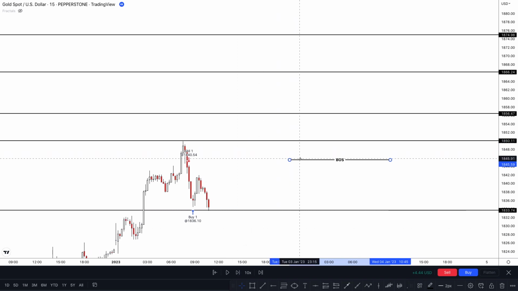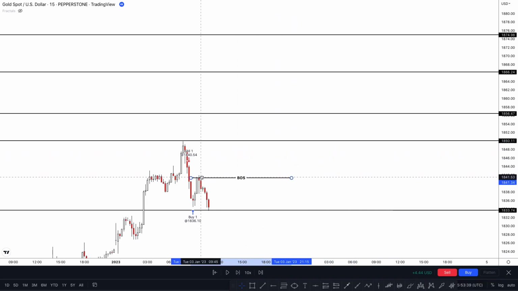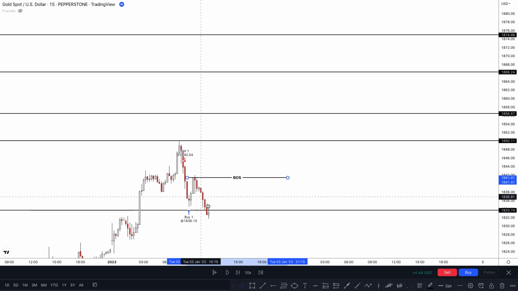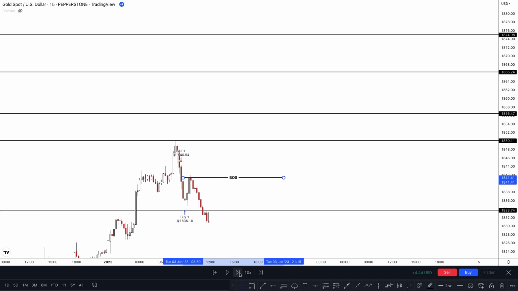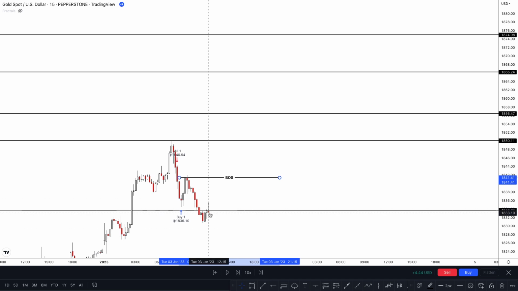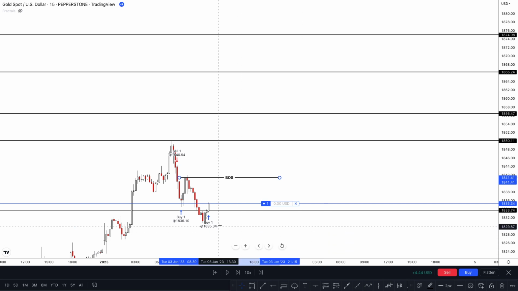So right now I can already see that I have a breakup structure level right over here. It does seem like it wants to go down a bit further. Let's just see what happens. Okay, so now my new breakup structure level will be this line down here. So let's just leave that one there. And straight away, we can see price action has broken this level. So I'm just going to put in my buy trade from here.